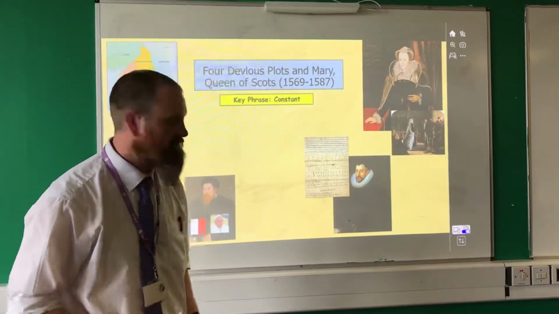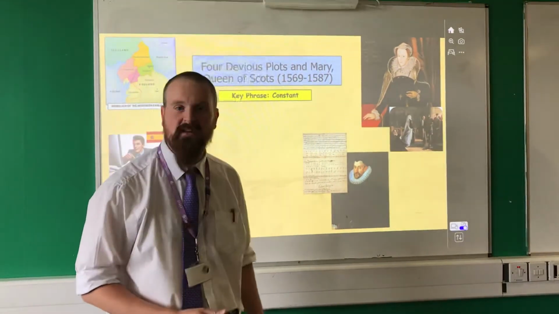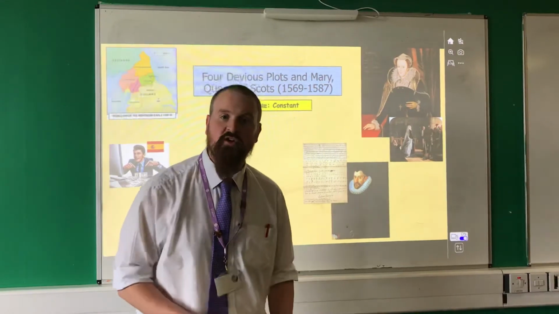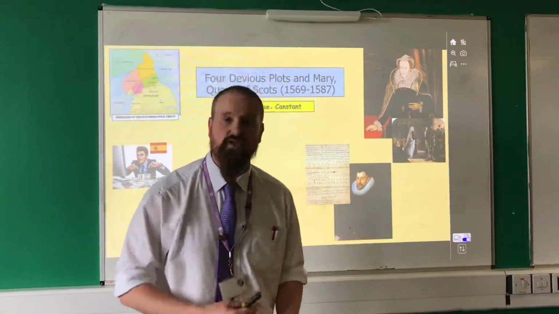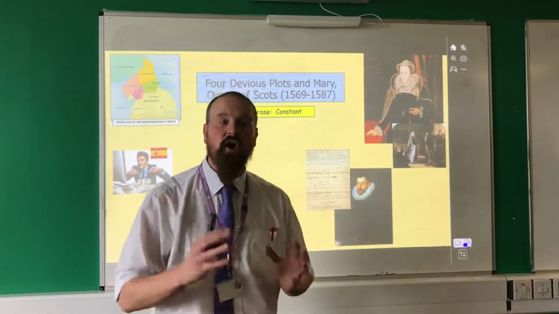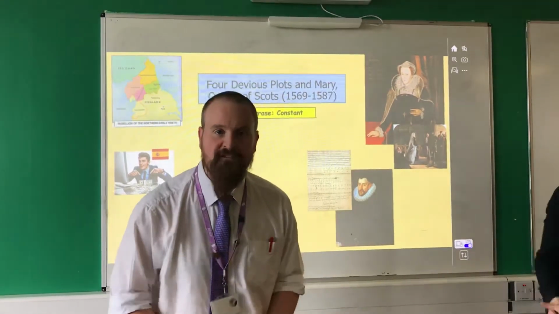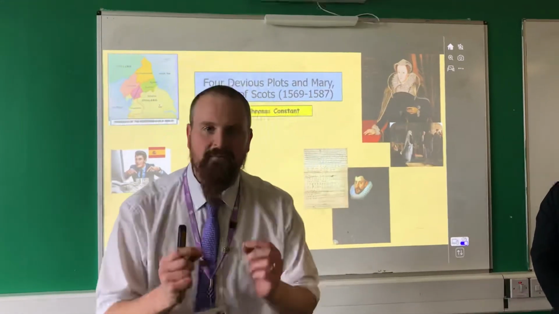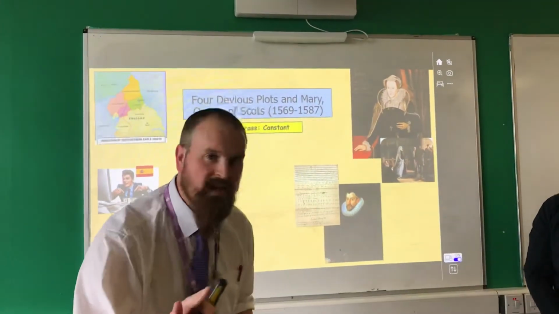1586, Babington plot. We've not got a picture of Babington. Anthony Babington, he's a young grumpy Catholic. He wants to put together an invasion attempt from the French, who are also Catholics by this point, to overthrow Elizabeth and replace her with Mary, Queen of Scots. Hopefully you're chanting that at home with your parents. Mary, Queen of Scots.